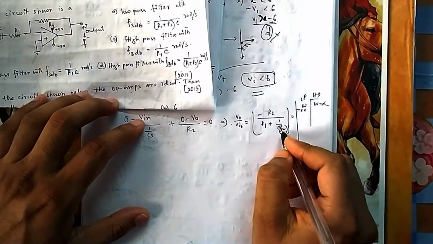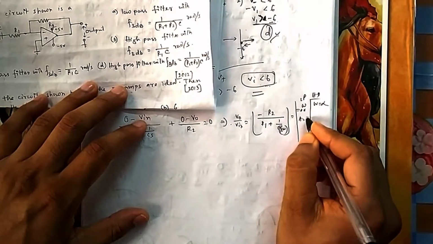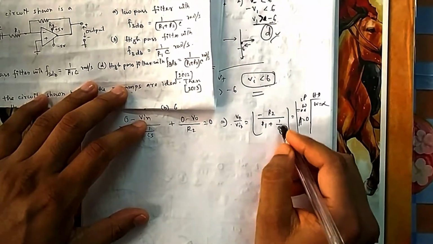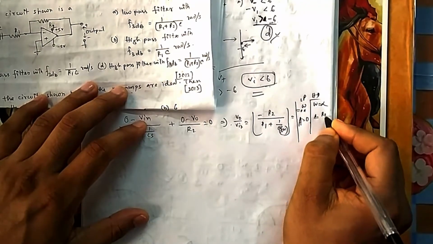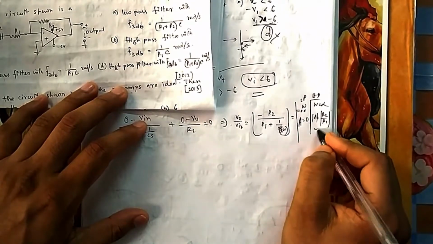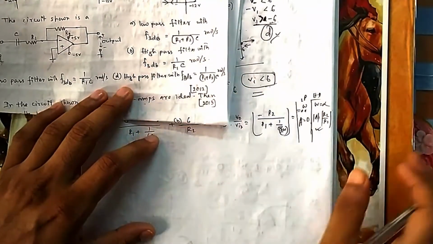If omega equal to 0, then this is infinite. Something divided by infinity, gain is 0. The total gain is 0. If you put omega infinity, then it is minus R2 by R1. You are getting a gain of R2 by R1, if I take the magnitude only. That means in high pass you are getting gain, so it is a high pass filter. That means either option B or D, either of these two.